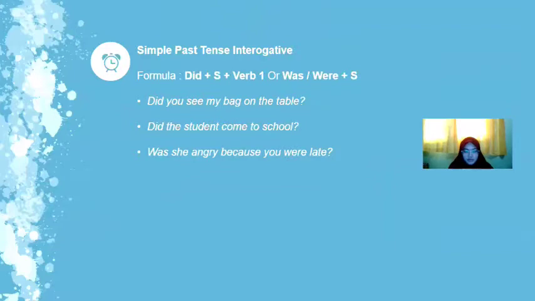The third part of simple past tense is simple past tense interrogative. The formula is did plus subject plus verb 1, or was or were plus subject. The example is, did you see my bag on the table? The second example is, did the student come to school? And the last example is, was she angry because you were late?